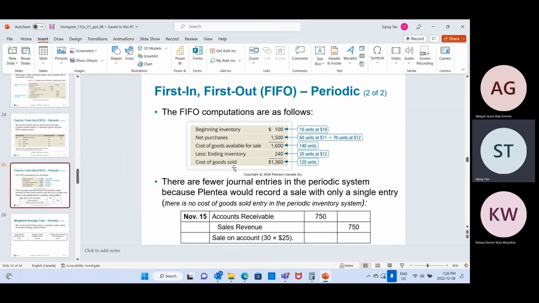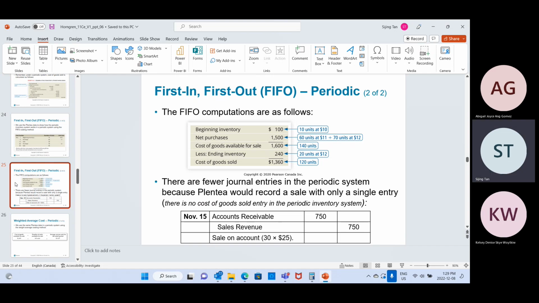Now, when we're tracking the cost of goods sold, we have our beginning inventory, 10 units at $10. New purchase, 60 units at $11, and 70 units at $12. So the total is $1,500. Then the ending inventory, we have 20 units at $12. So then our cost of goods sold will be $1,360. That's exactly like the FIFO we used under perpetual. The only difference is the fewer journal entries in the periodic system.